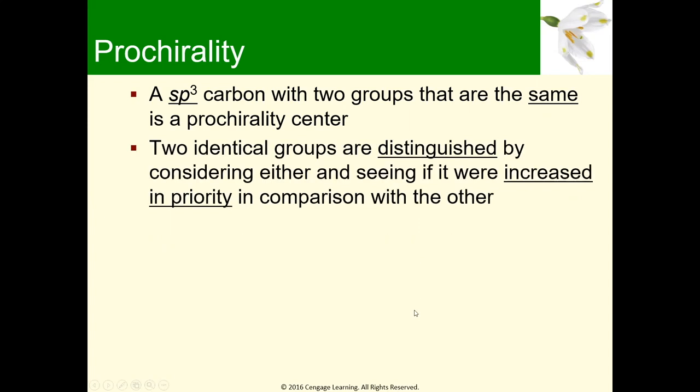So how are we going to identify the difference between the two? The two identical groups are distinguished by considering either one and seeing what happens if it were increased in priority in comparison with the other. Okay, so that's kind of an abstract sentence. It will make more sense once we do an example here.